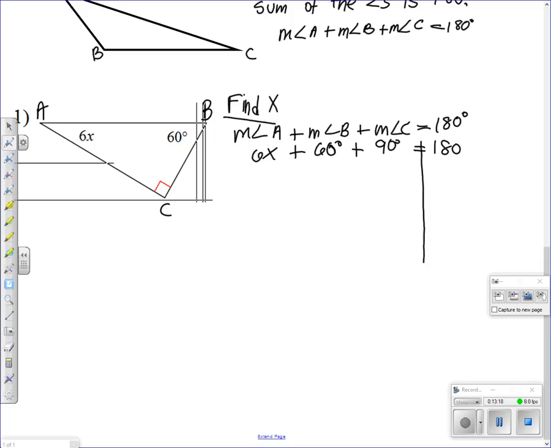Once you have this equation, solve for it. Step number 1, eliminate parentheses, fractions, or decimals. I don't have any of them. Number 2 is combine like terms. I can combine 60 and 90. 60 and 90 will give me 150.